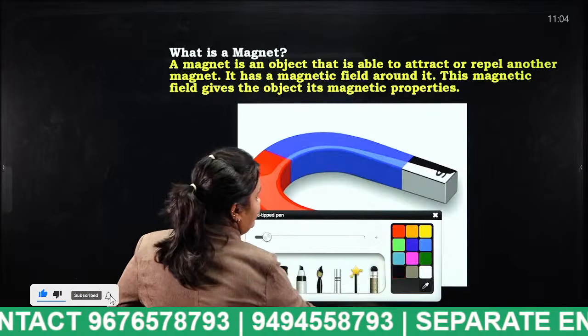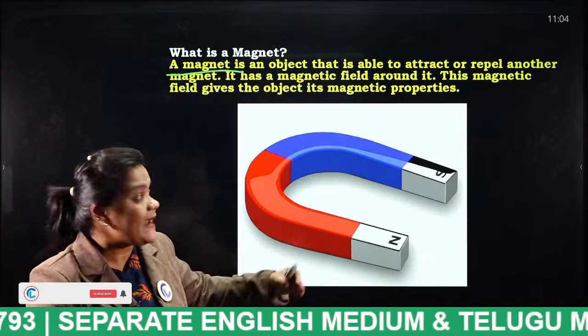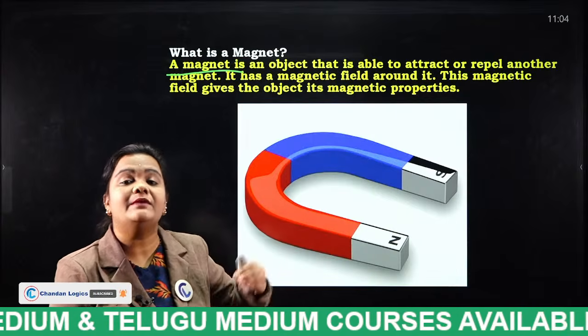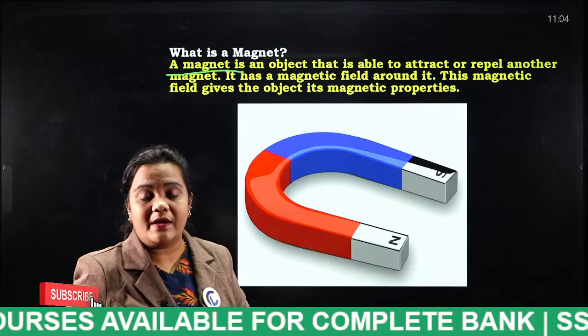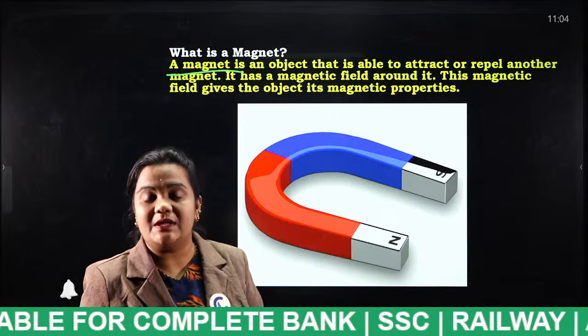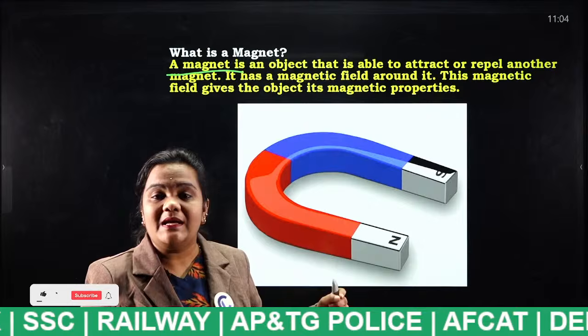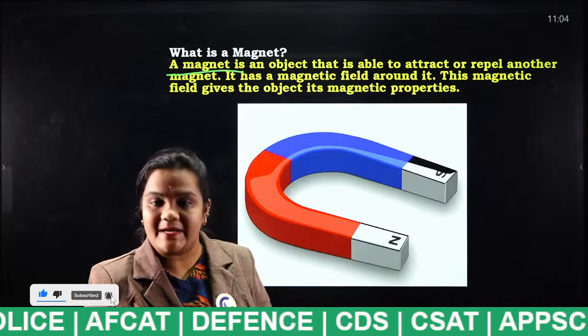A magnet is an object that is able to attract or repel another magnet. Not only magnets, students, but also some magnetic metals like iron. Copper does not exhibit a magnetic property when compared to iron. So a magnet will always attract some other magnet.